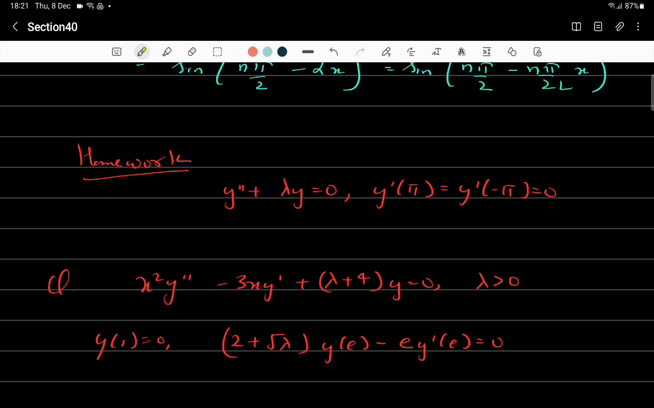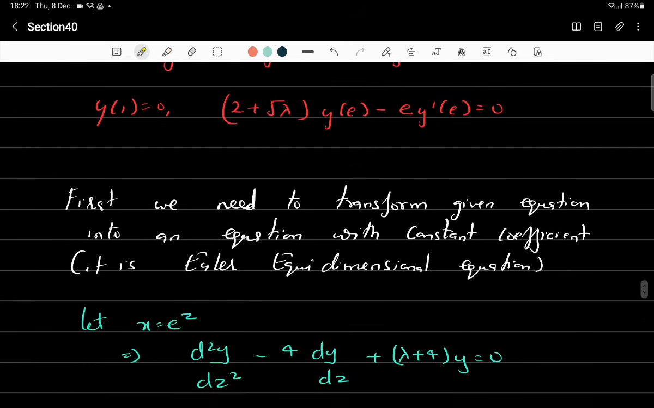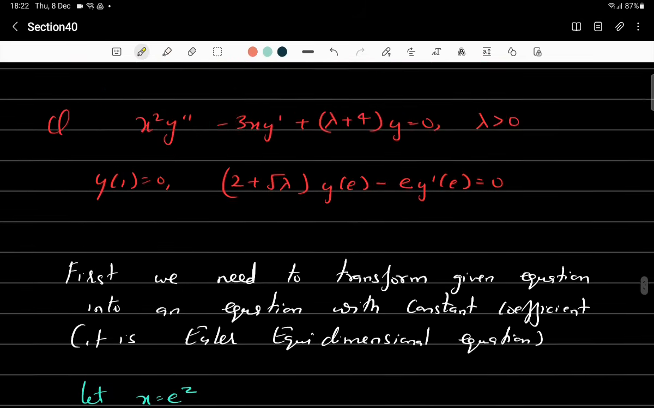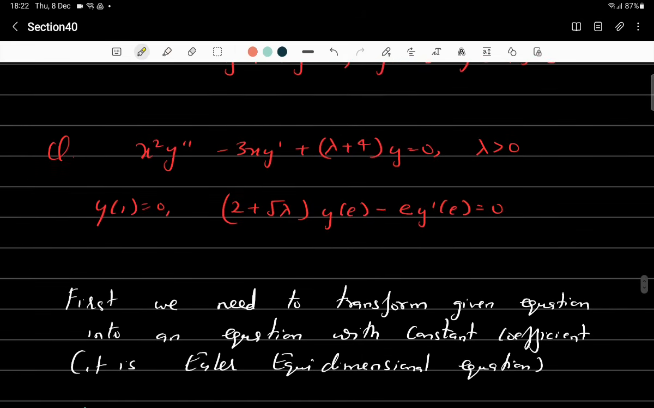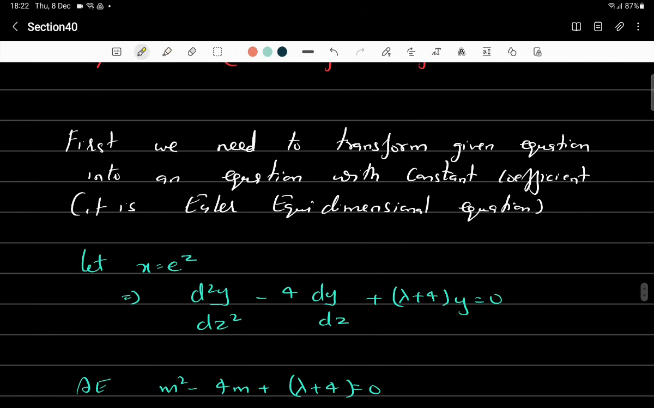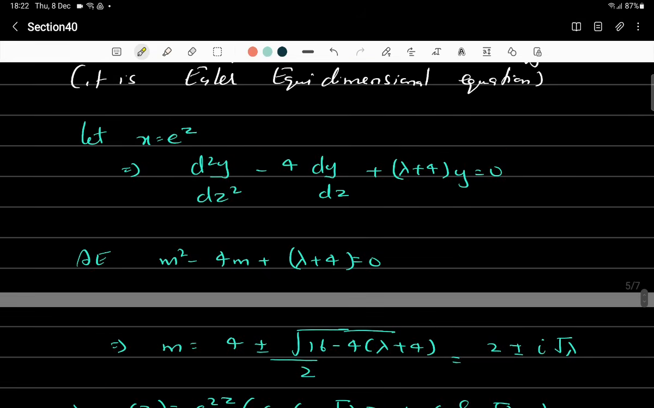Now we have seen how we find the eigenvalues and eigenfunctions for an equation with constant coefficients. So to address this problem, first we must transform it into an equation with constant coefficients, which we have already done. This is an Euler equidimensional equation. If you substitute x is equal to e raised to the power z, it becomes an equation with constant coefficients: d2y by dz square plus (p minus 1), so minus 3 minus 1, dy by dz plus q y is equal to 0. From the auxiliary equation you get the roots 2 plus minus i root lambda.